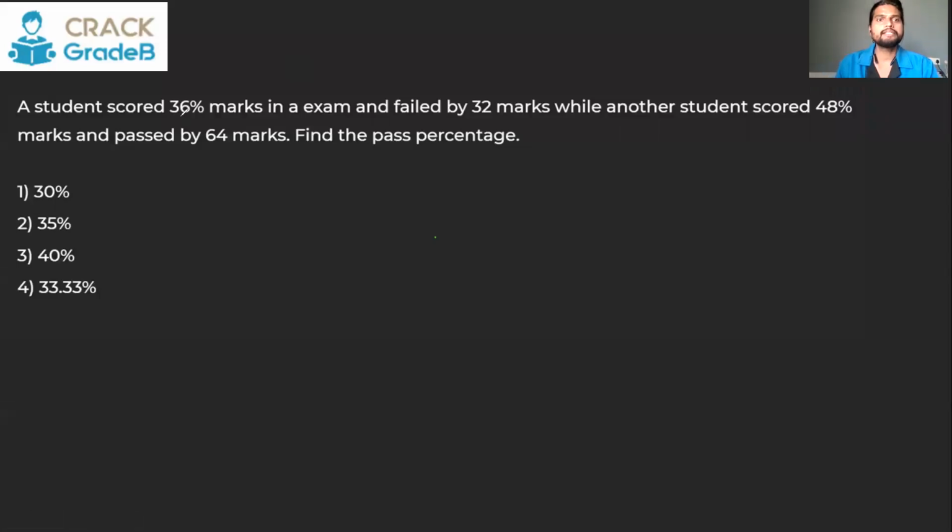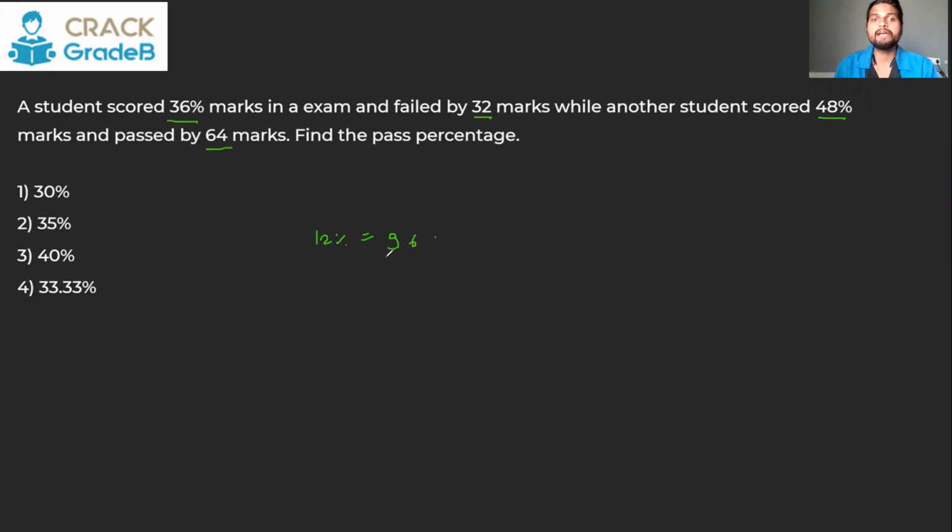A student scored 36% marks in an exam and failed by 32 marks, while another student scored 48% marks and passed by 64 marks. Find the passing percentage. So it is the same question. We can do it directly as we did the previous one. 48 minus 36, that is 12%, is equal to 32 plus 64, that is 96.